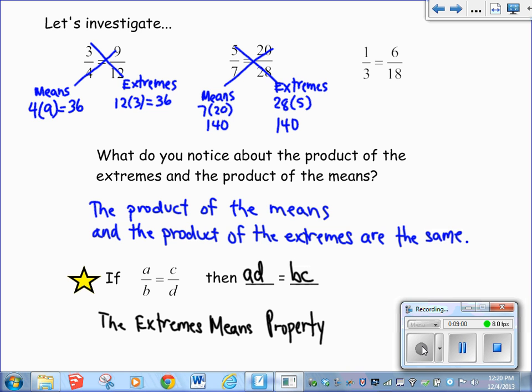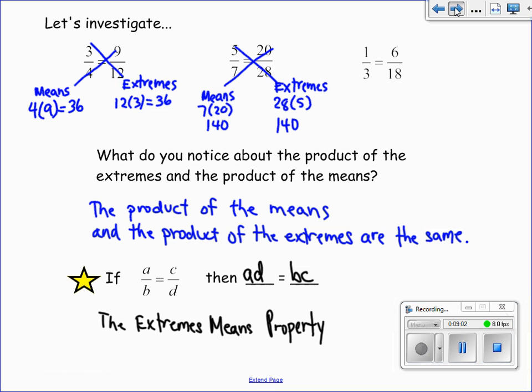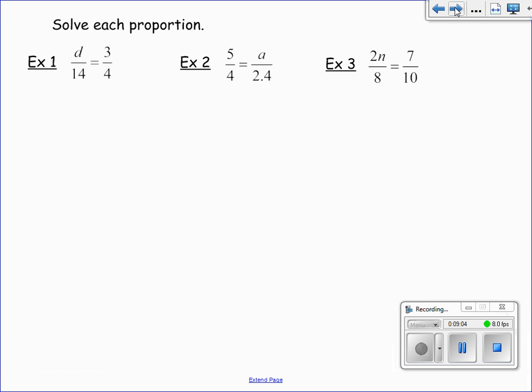Let's apply it. That's always the key here. All right, so we're not going to do all of these, so don't work ahead, all right? We're going to skip around a little bit. Well, let's start with number 1 to get our feet under us. We have a fairly simple proportion here. D over 14 equals 3 over 4.